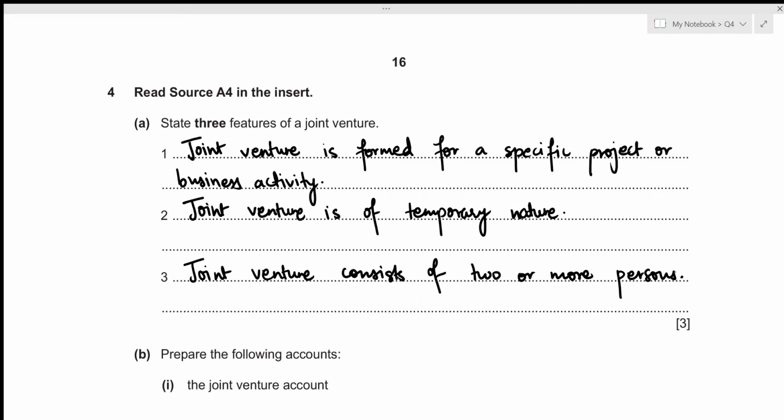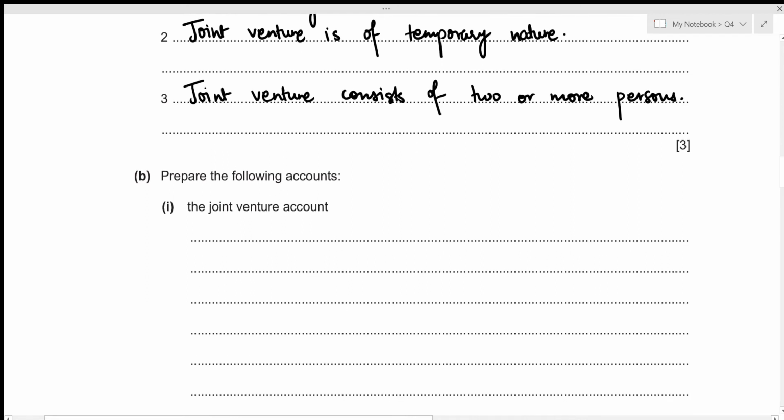Okay, so this concludes the first part of this question. Now we can move to the second one. We need to prepare the following accounts. So the first one is the joint venture account, which we can also remember as a memorandum joint venture account. And this is a ledger account that actually records our incomes and expenses relating to the joint venture. And all of the expenses that we incurred while running our joint venture will be recorded on the debit side, whereas all of the incomes that we recognized will be recorded on our credit side.